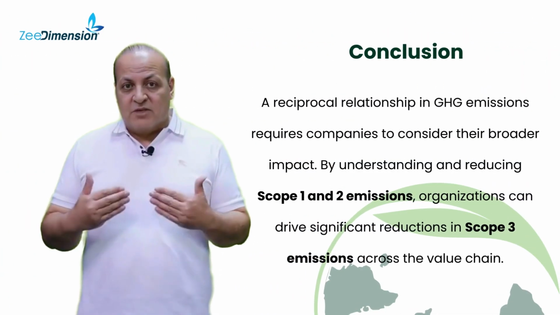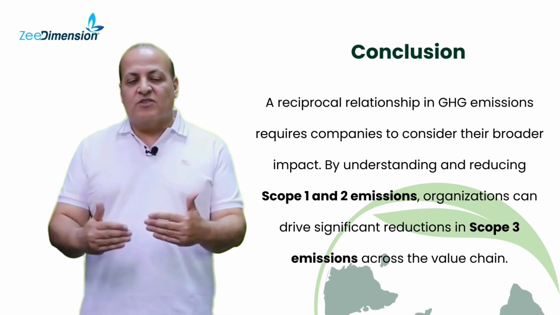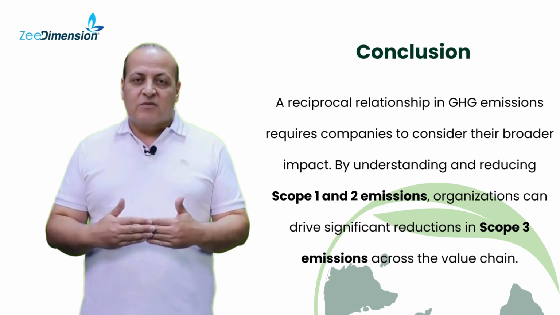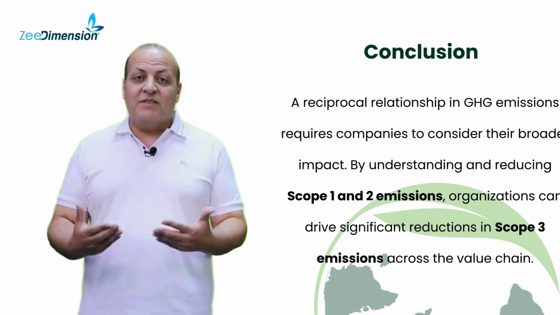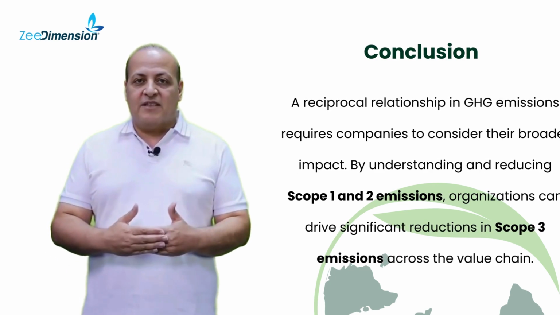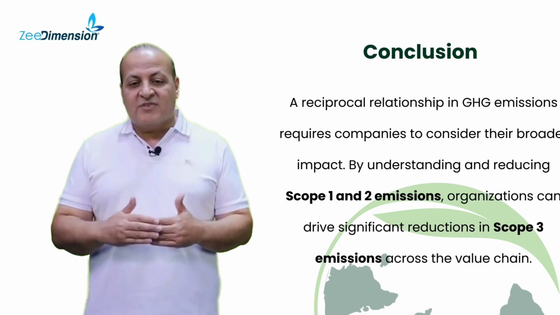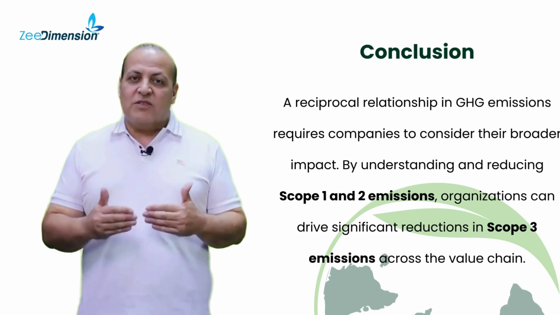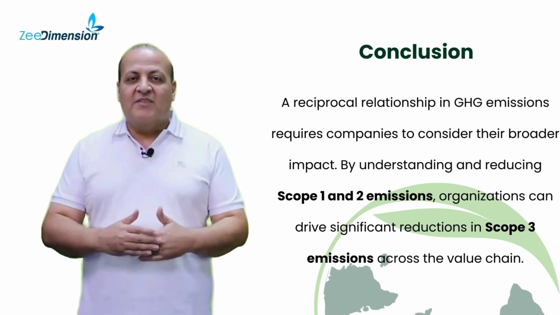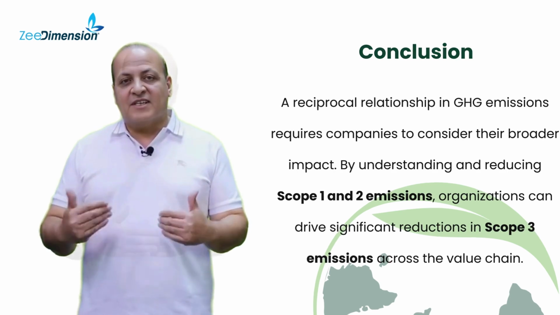In conclusion, the reciprocal relationship in GHG emissions demands that companies look beyond their immediate operations and consider their broader impact on the entire value chain. By understanding and actively reducing Scope 1 and Scope 2 emissions, companies can drive substantial reductions in Scope 3 emissions, benefiting not just themselves but the entire network.